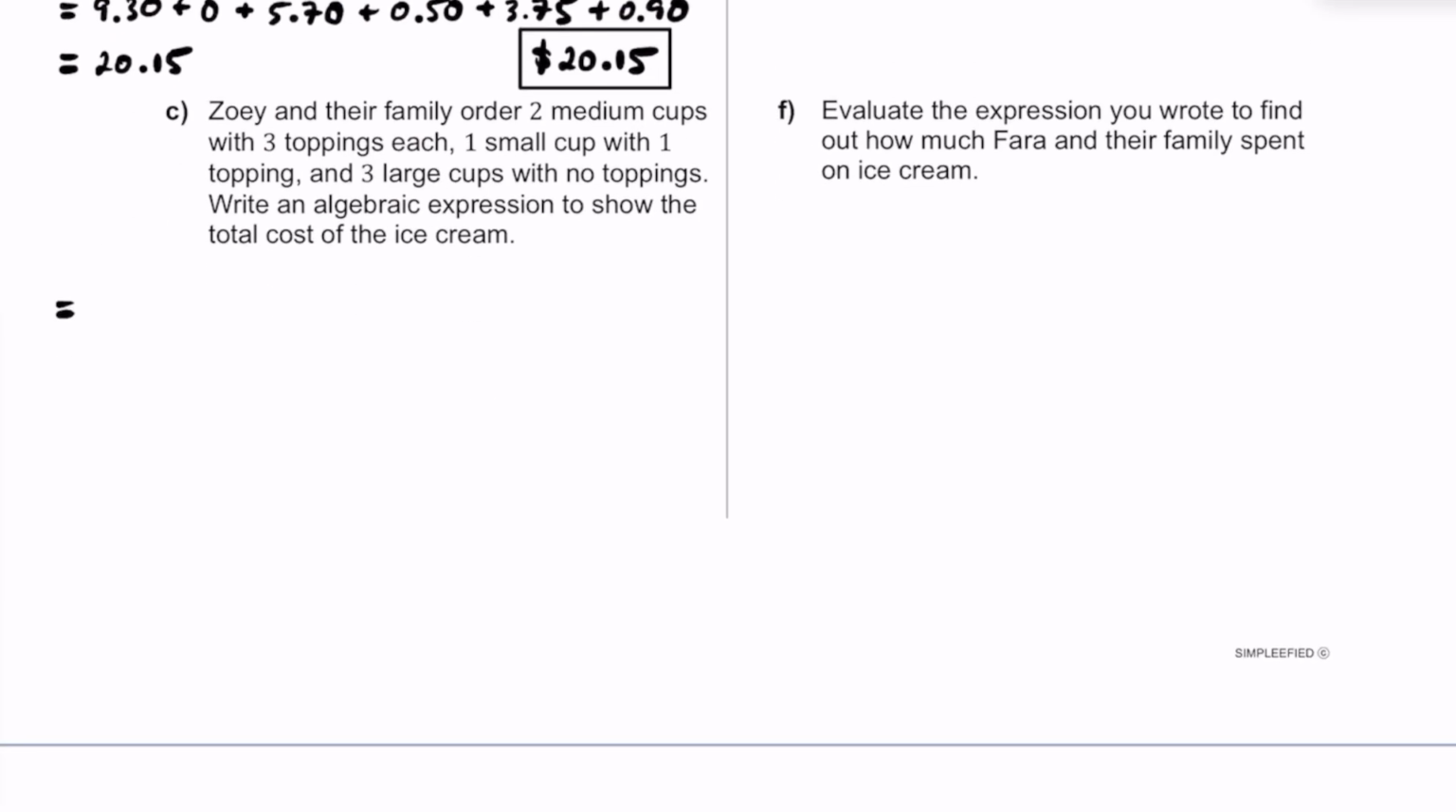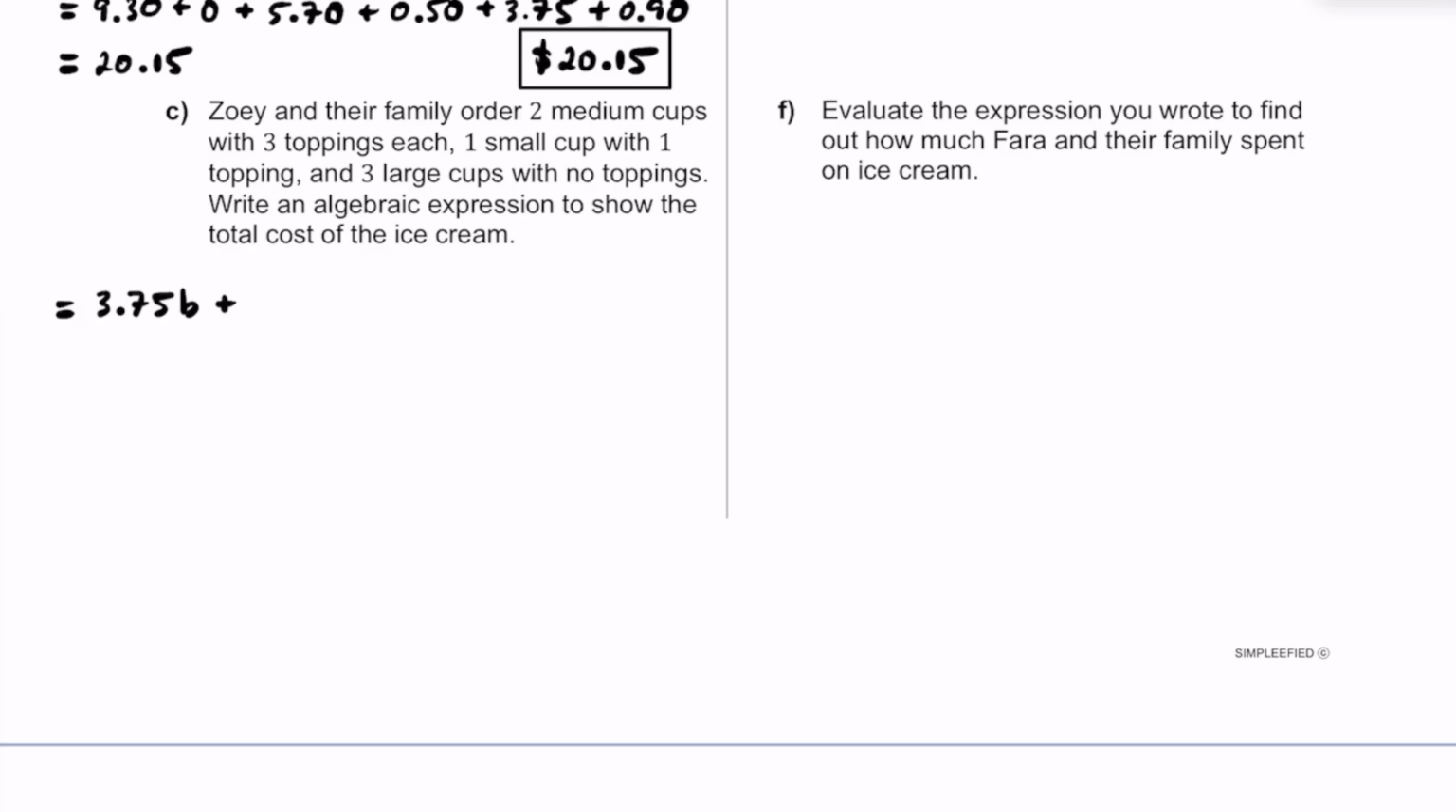So let's put $3.75. And what's the variable for the medium cup again? I think it's going to be B. So it's $3.75 times B. Each of these is going to have 3 toppings each. So if we have 3 times 2, that's going to be 6 of those, but we'll deal with that in just a little bit.